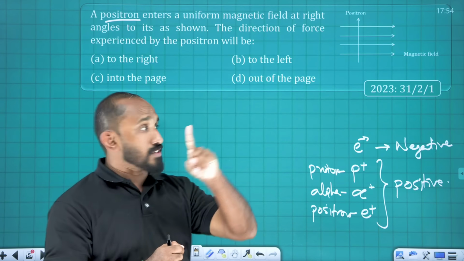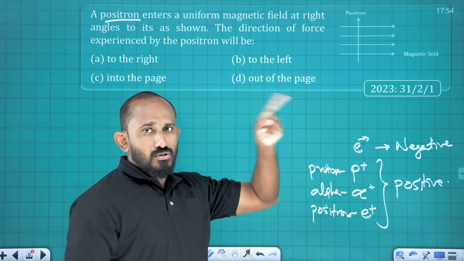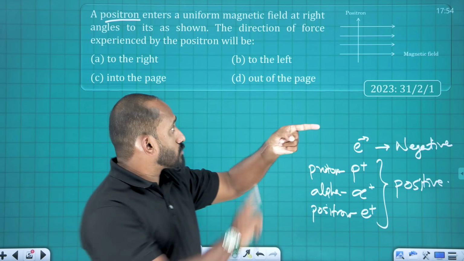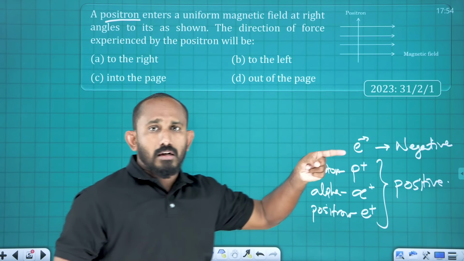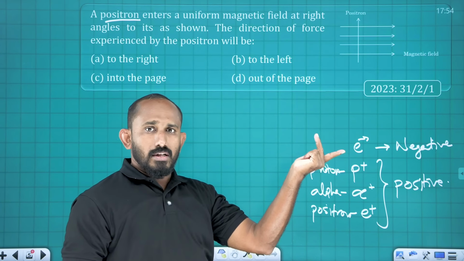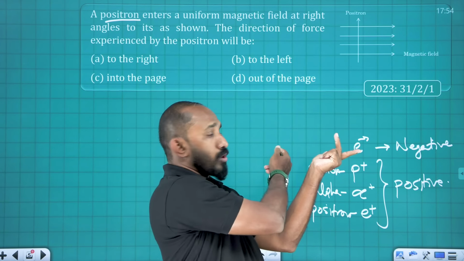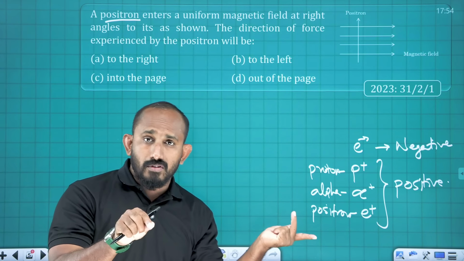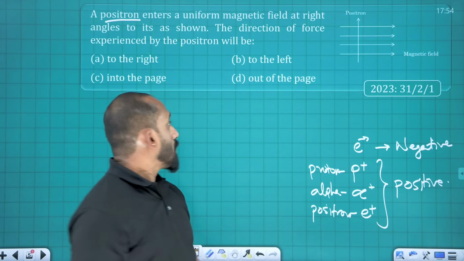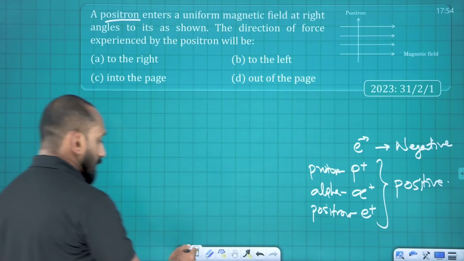So fix one finger first: magnetic field, index finger kept in that direction. Then the positron is moving upward, so current also upward, middle finger in the upward direction. Then stretch your thumb. You can see this thumb is moving into the board, or with respect to your question paper, if you check, it is into the page. So option C is the correct answer here.